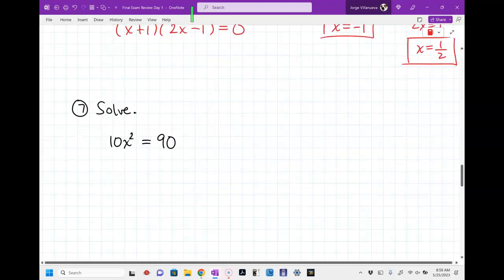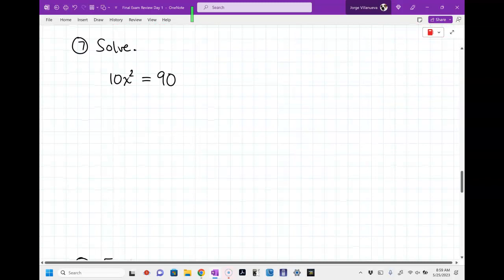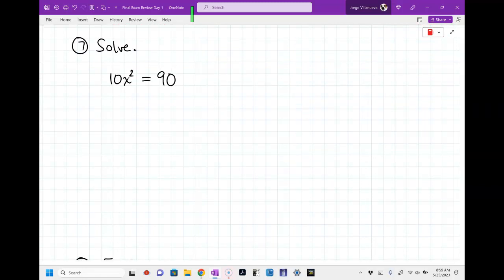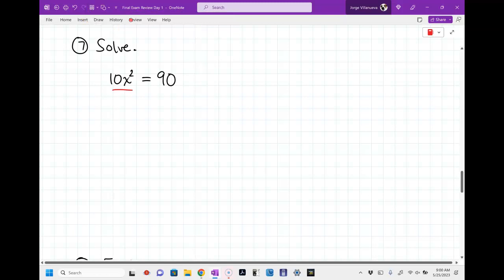All right, moving on. Solve. Now they don't tell us how to solve, so it's up to us. I mean, we could move the 90 over to the left side, set it equal to 0, and try to do that. Or maybe we just divide both sides by 10. For me, I would first divide by 10. Let's get rid of that number in front of it. Then if I have to move stuff around, I'll do it. But let's divide by 10.